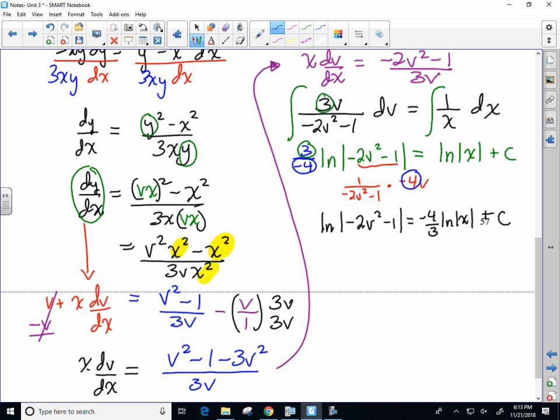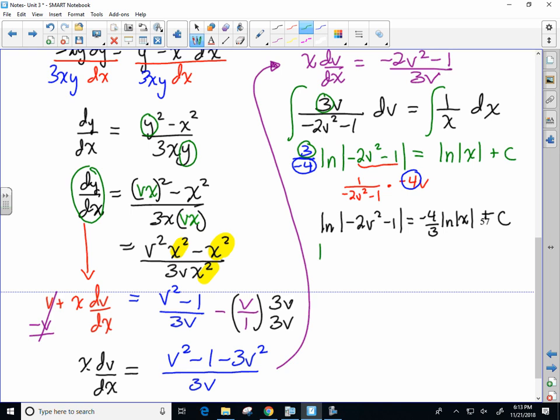All right, so I multiply both sides by the reciprocal of the coefficient on the left-hand side. I wanted this to go away, so I multiply both sides by negative 4/3. Goes away here, it becomes a coefficient of the natural log of x. When it gets multiplied, the c absorbs the negative 4/3. So that's why it's just a c.